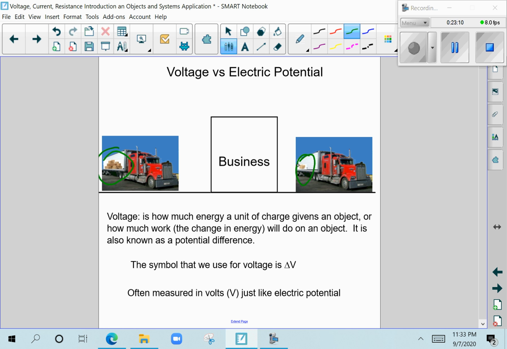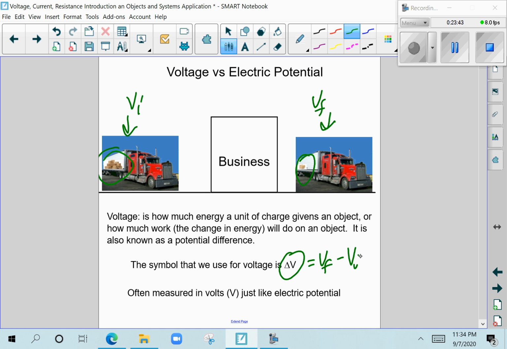So voltage is often known as a potential difference. It's the potential that you have here minus the potential that you have here. The symbol that we use for voltage is delta V. It's going to be the voltage final, leaving, minus voltage initial. So this really equals V final minus V initial. The triangle, or delta symbol, means change. It always means a subtraction of final minus initial.